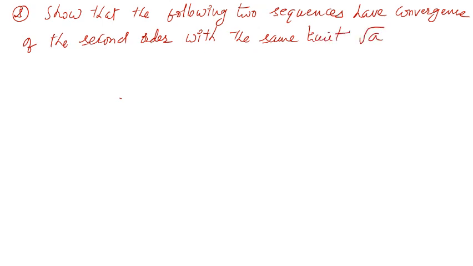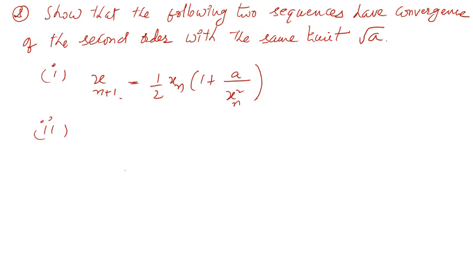under root a. The first formula is x_{n+1} equal to 1 by 2 x_n times (1 plus a by x_n square). That is the first one. The second one is x_{n+1} equal to 1 by 2 x_n times (3 minus x_n square by a).